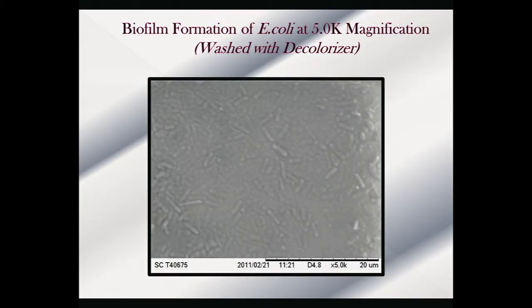We also had to determine a way to visualize that we did have E. coli within the biofilms by washing them very carefully with decolorizer. And this is another example of one at 5,000 magnification. As you can see now, you can visually see the cells.